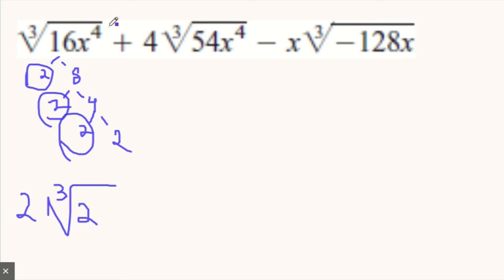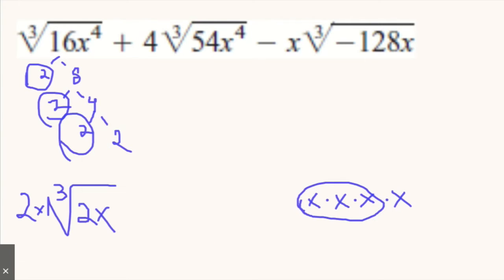And now we look at x to the 4th power, which means x times x times x times x. And because we're taking the third root of it, we can just group 3 of them and move them outside. And the one left stays inside. So that's how you would simplify the first term.